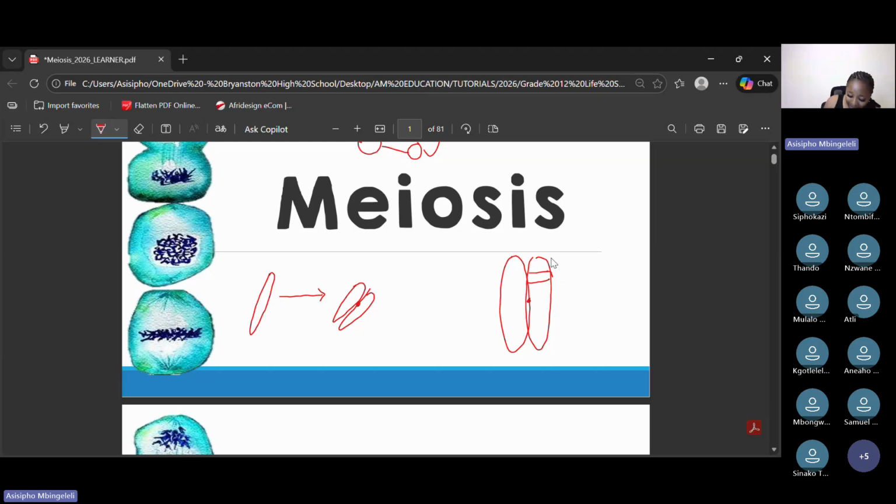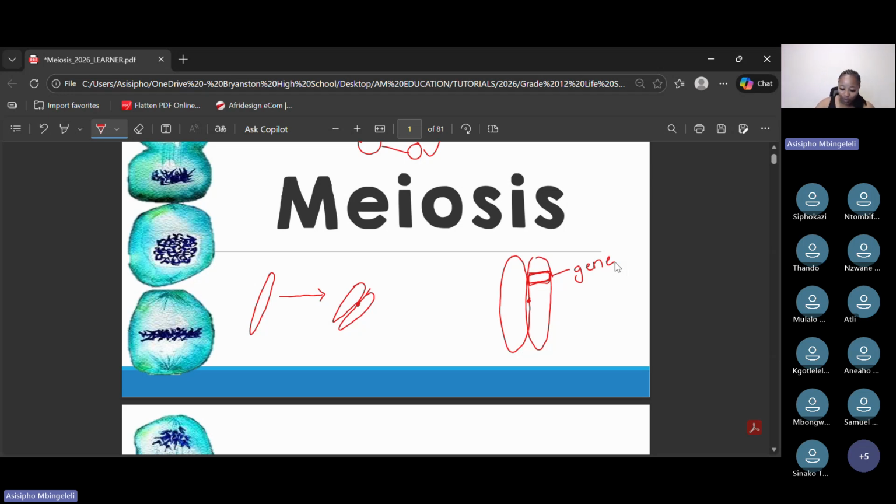So this section of DNA over here can code for eye color or code for hair color or anything that is of a body characteristic. This section of DNA will be known as a gene. So a gene is a segment or a section of DNA in a chromosome that codes for a certain characteristic.